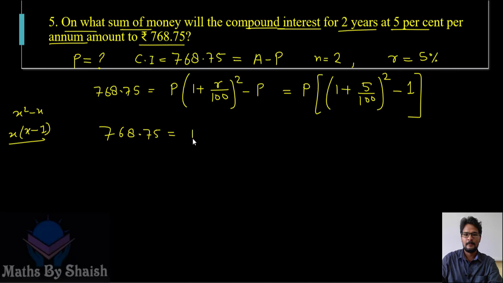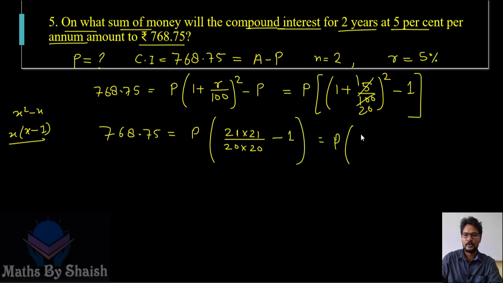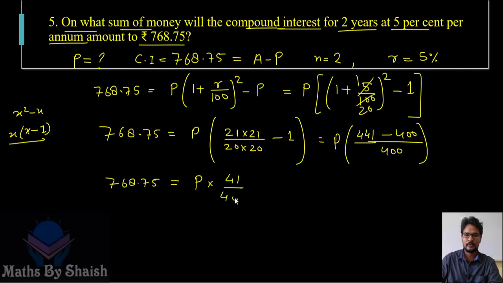768.75 equals P times, it is 1 and 1 over 20, so it is 21 upon 20. 21 upon 20 square means 21 into 21 upon 20 into 20, minus 1. So let's calculate this again. P times 21 into 21 is 441 upon 400. If we take LCM, it would be 441 minus 400 upon 400, and then we got this as 768.75 equals P times 41 upon 400.